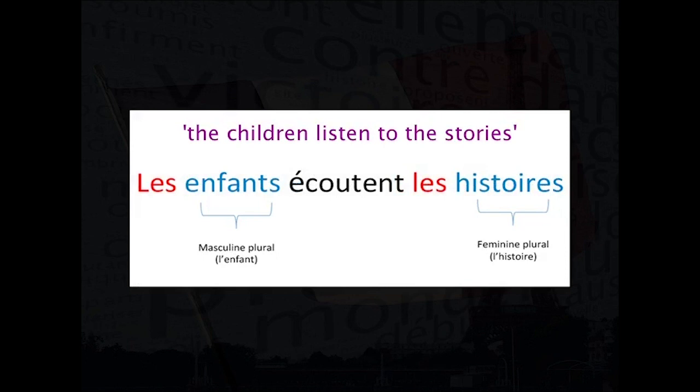We notice that the word les precedes the word enfant, which is a masculine plural noun, as well as the word histoire, which is a feminine plural noun. This means that les can be placed before any plural noun, irrespective of whether it begins with a vowel or a mute H.